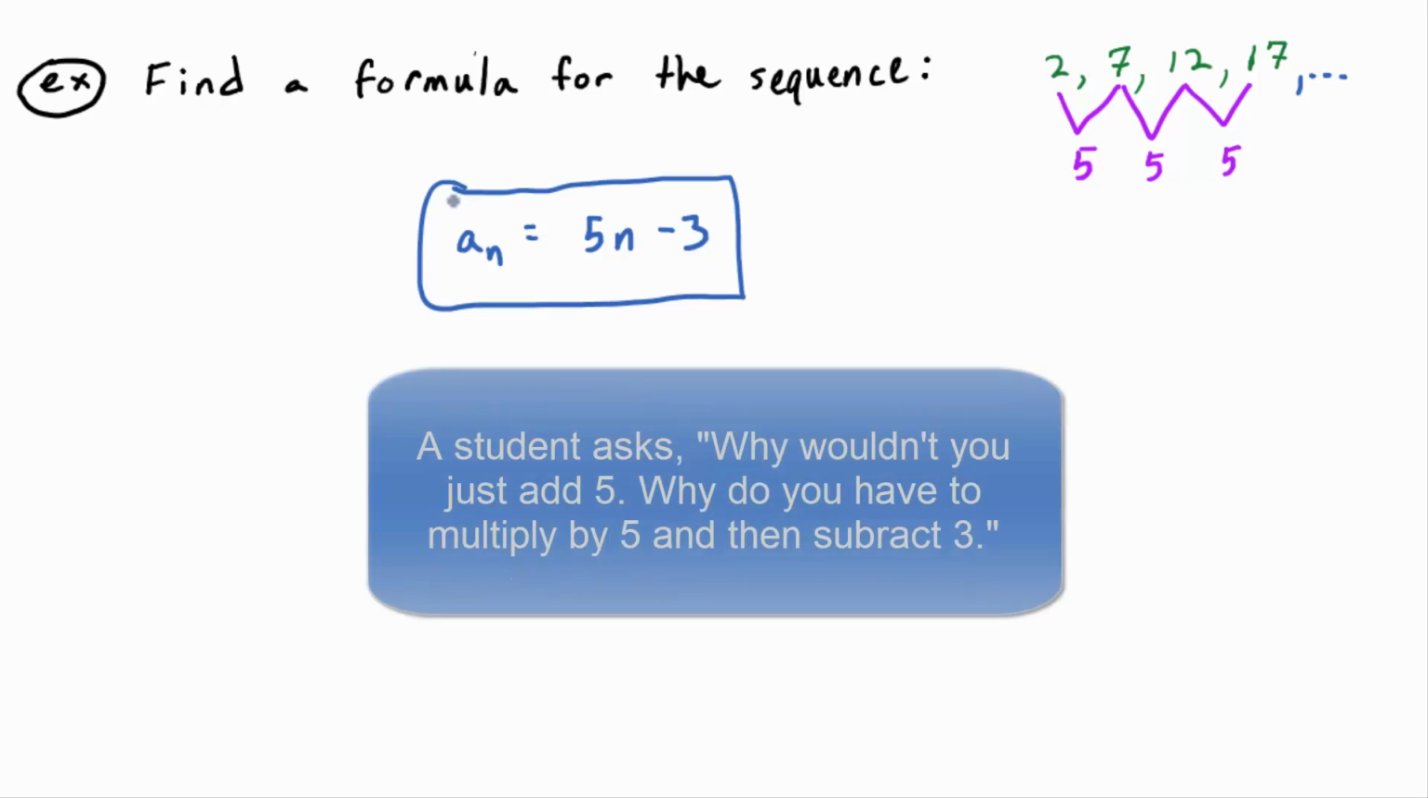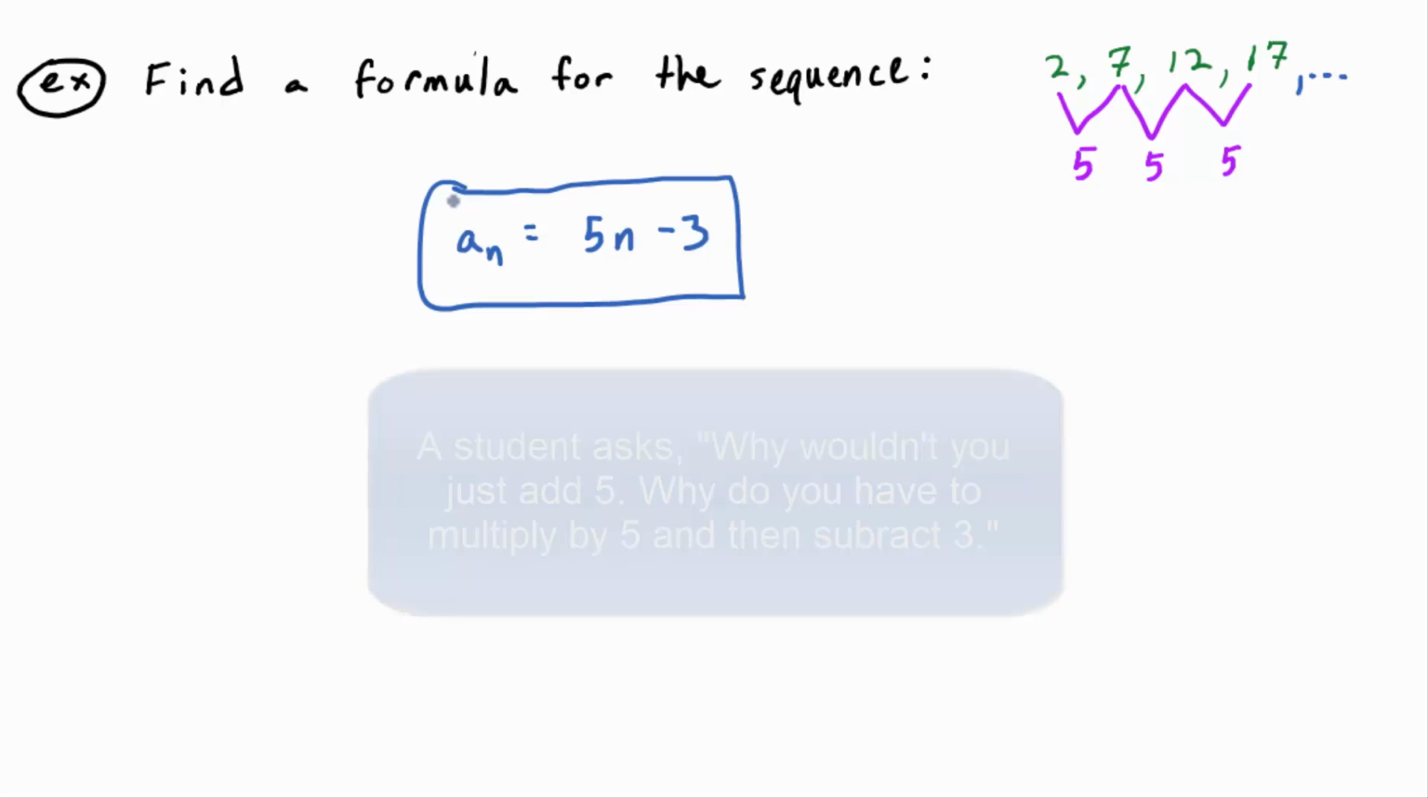Why wouldn't you just add 5? Why do you have to multiply by 5 and then subtract 3? You would if you want a recursive sequence. So recursively, this is, remember, this is explicit.